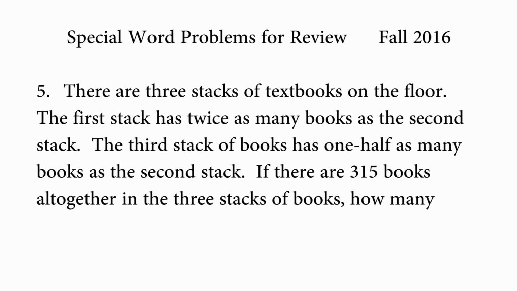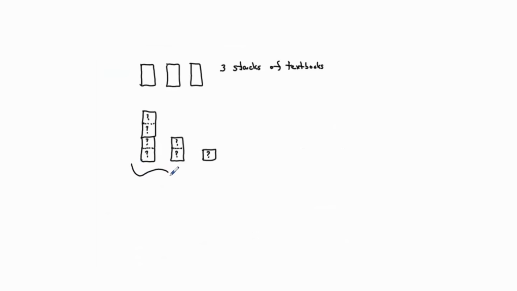And if I turn back to the problem, what does it say? If there are 315 books altogether in the 3 stacks of books, how many books are there in each stack? This is a little bit like problem 4 that we just got through looking at. So I know that these 3 stacks of books altogether have how many? 315. I know there's 315 books altogether.